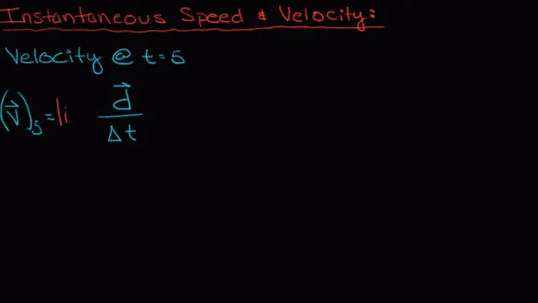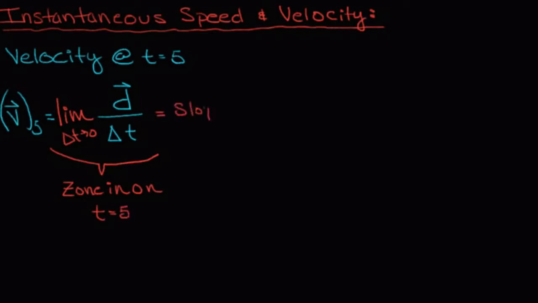If you want to zone in on time equals 5, you need to take the limit as delta t goes to 0. So you're going to look at from 4.99 to 5.01, and then from 4.999 to 5.001. And then eventually, you get the slope of the d versus t graph at time equals 5. So this is just the derivative from calculus 1. So we can go ahead and draw a d versus t graph and see how this derivative plays out.